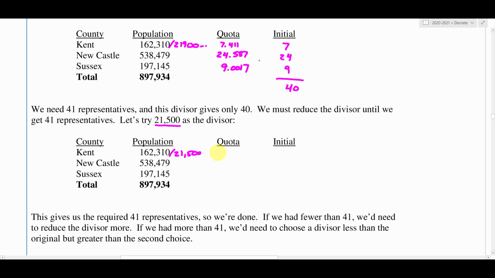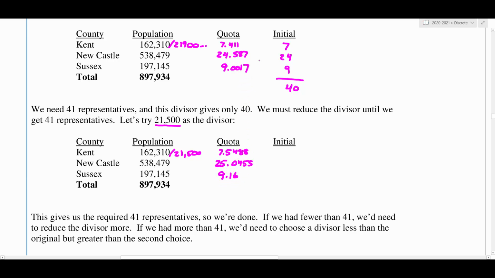and we'll get new quotas. They should be different from before, right? So now the quota in Kent is 7.5488. And again, feel free to check my numbers here. All right, and then we've got 25.0455 for Newcastle, and then for Sussex, we'll have 9.16.